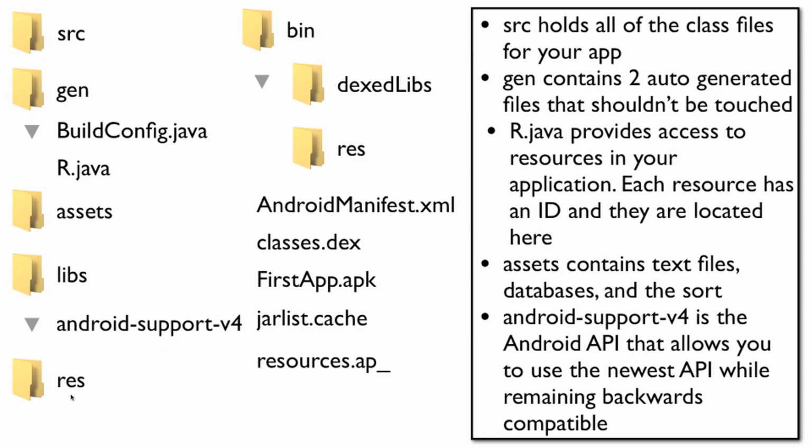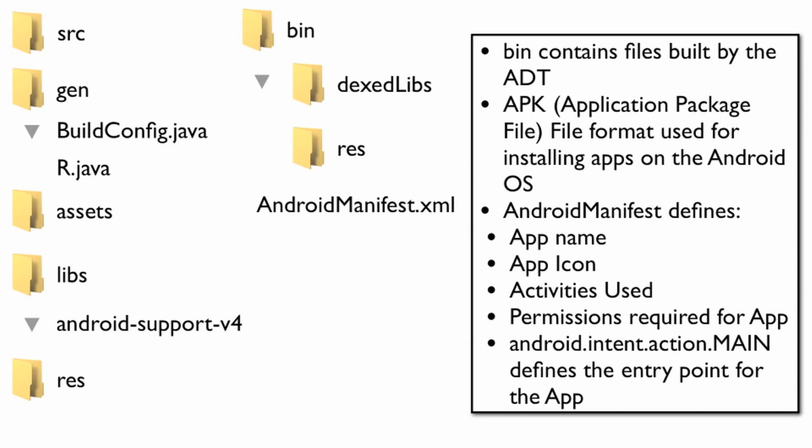Then you're going to have your resources folder, which I'm going to cover on the next couple slides. Jump over into bin. It's going to contain all the files that are going to be built by the ADT, and it's also going to contain your actual app stored as an APK file, or application package file. And this is just the file format used for installing apps on the Android OS.